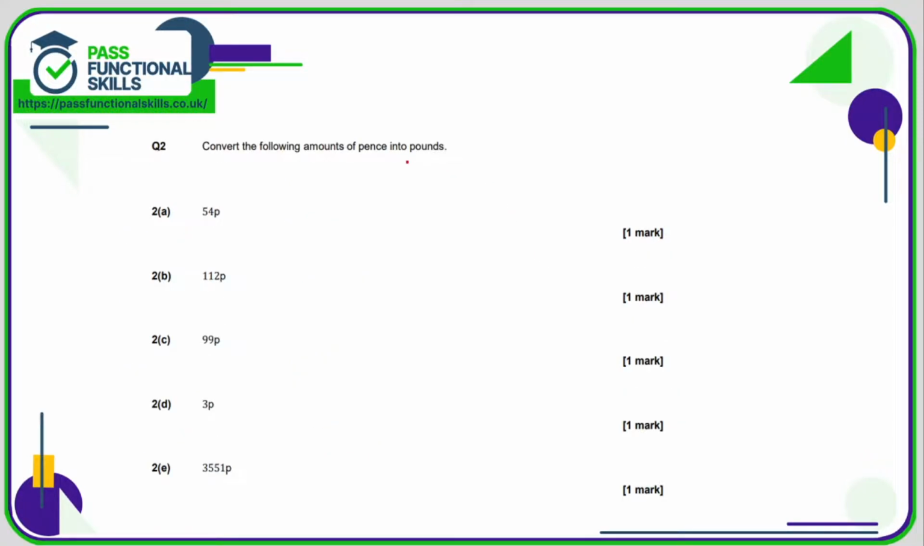Question number 2, we're converting pence into pounds. £1 is 100 pence. Converting pounds to pence, we are multiplying by 100. So pence into pounds, we are dividing by 100. So 54 divided by 100 is 0.54. So that's £0 and 54 pence.